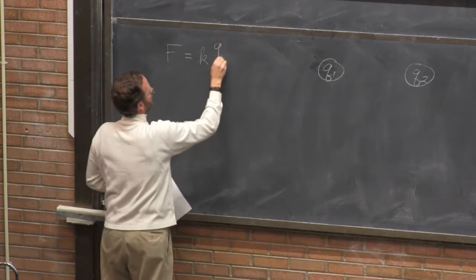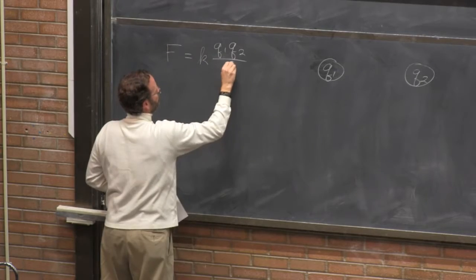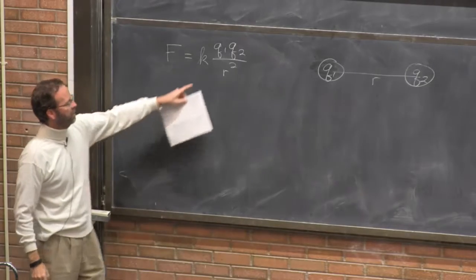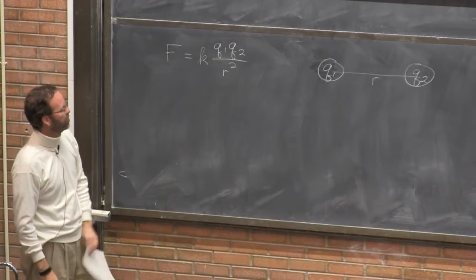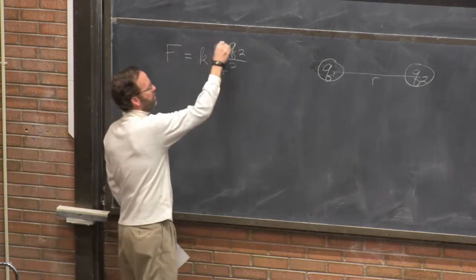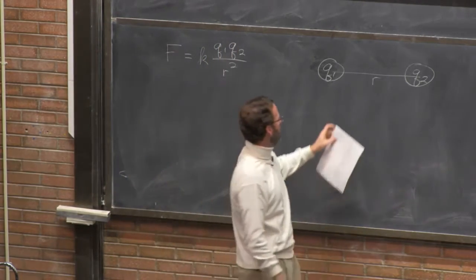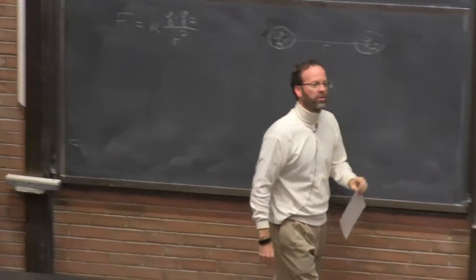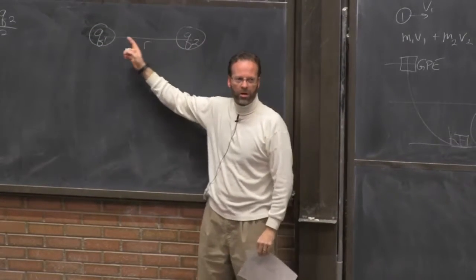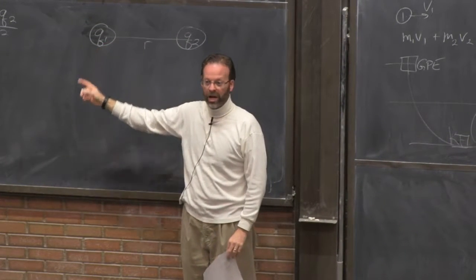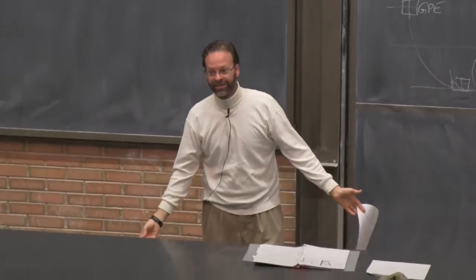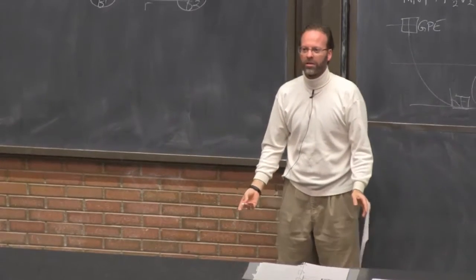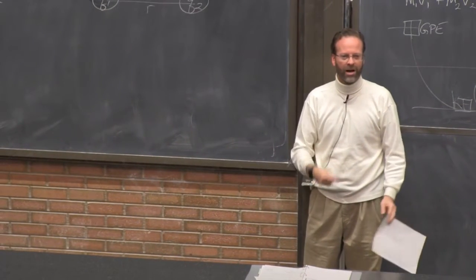And it was, where r is the distance between them. K was that constant of proportionality. So it's based on the charges. How does the force that Q1 exerts on Q2 compare to the force that Q2 exerts on Q1? They are the same. What law is that? Newton's third law. All forces come in as a pair, as an interaction.